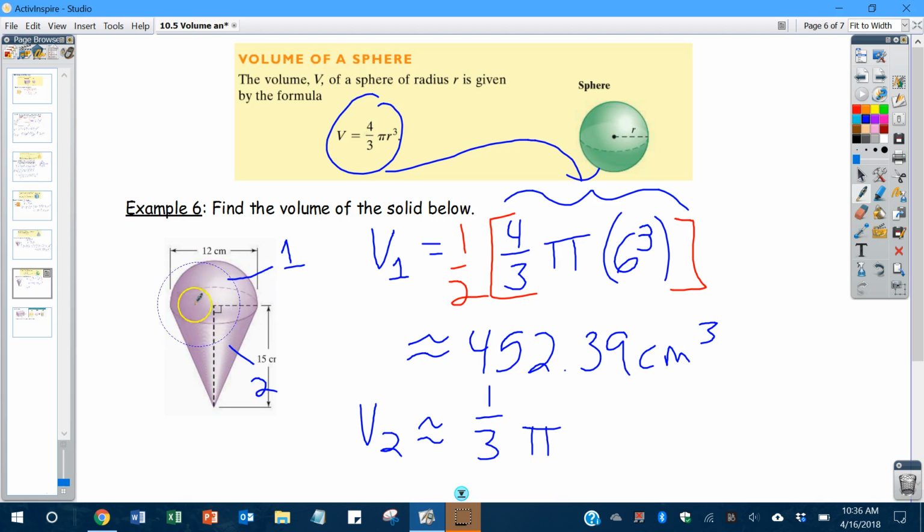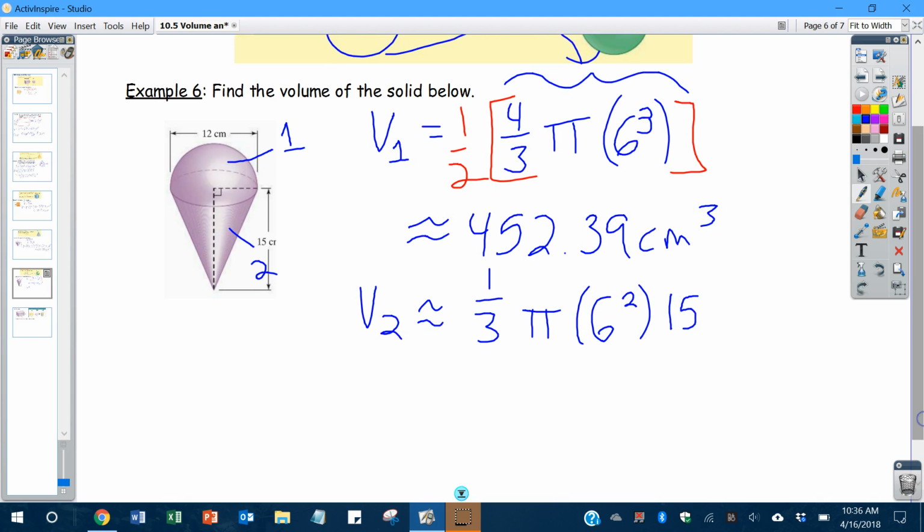let's see, it looks like the radius of this cone is the same as the radius for this half sphere. So that's going to be 6. And then my height is going to be 15. So that's my cone formula. And that's a full cone. I don't have to multiply it by anything else.